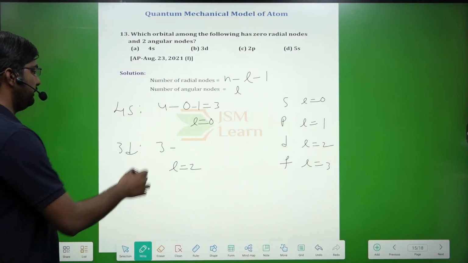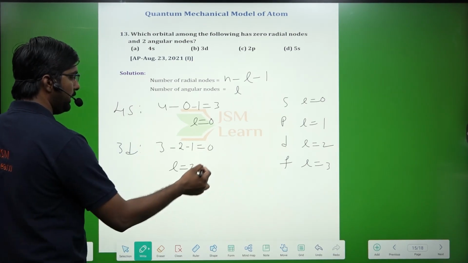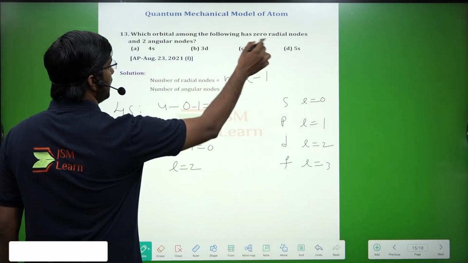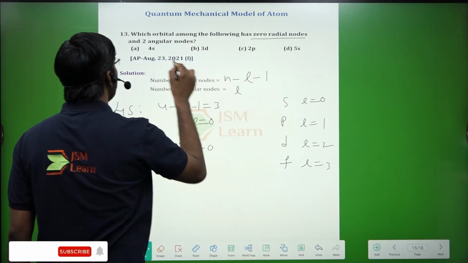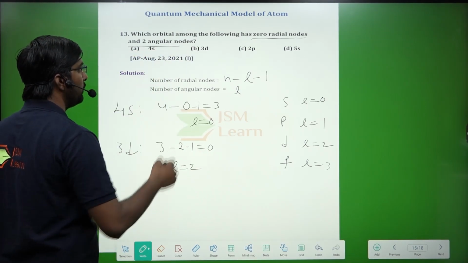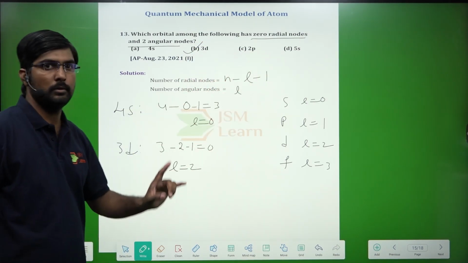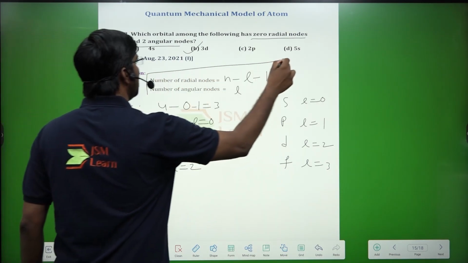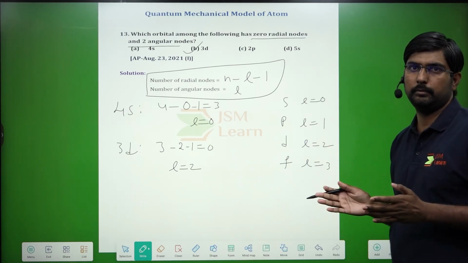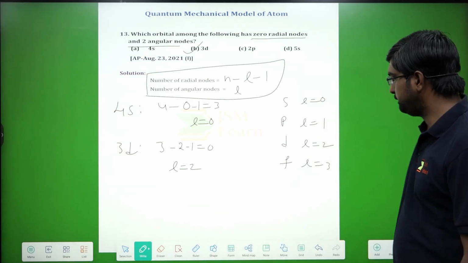So here 3 minus 2 minus 1, that is equal to 0. 0 radial nodes, 2 angular nodes. Which of the following has 0 radial nodes and 2 angular nodes? So here the 3d orbital has 0 radial nodes and 2 angular nodes. So option B is correct. Similarly, you can check for these two also. See, these two formulas are also very, very important. Almost every year they have asked one question. So many times questions are asked regarding these two formulas.